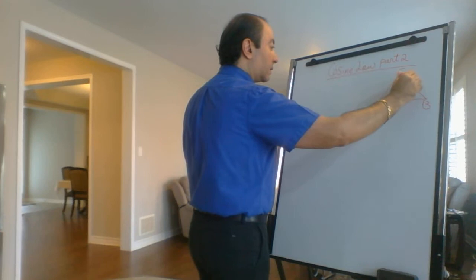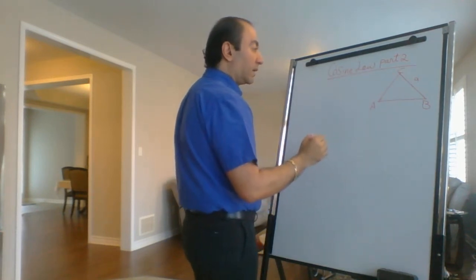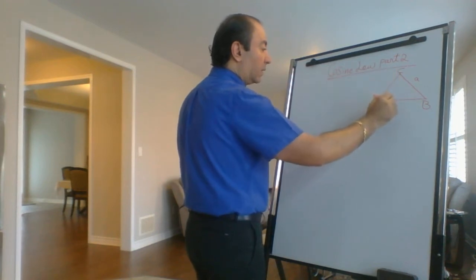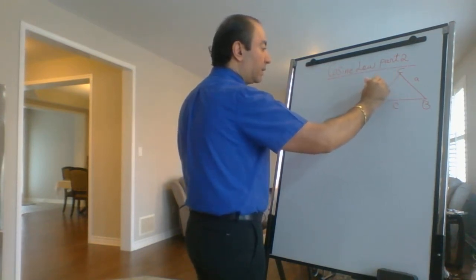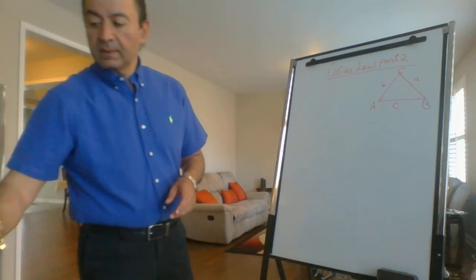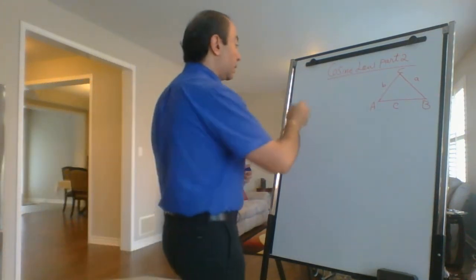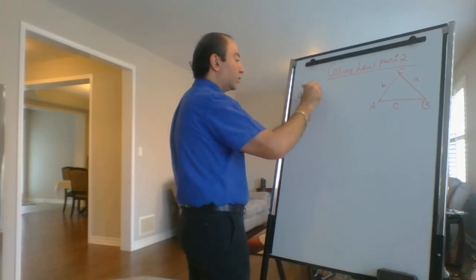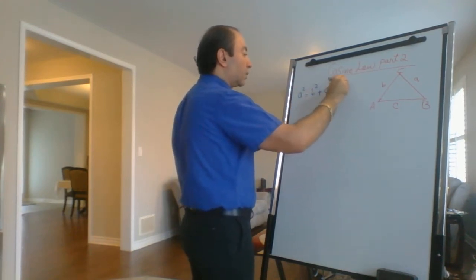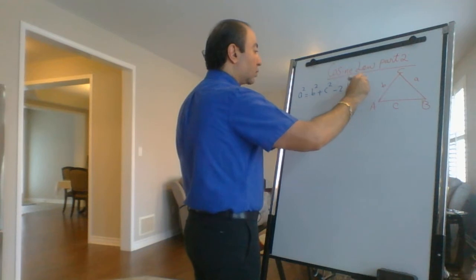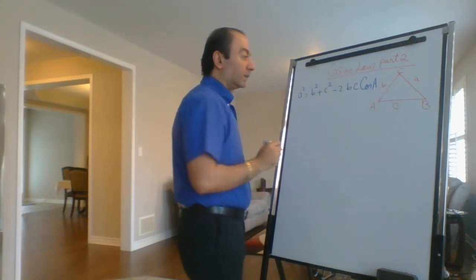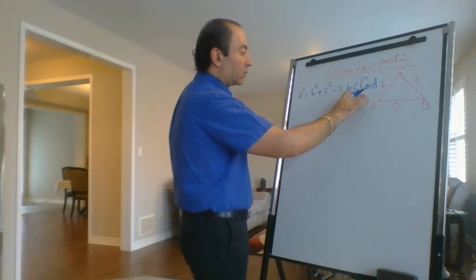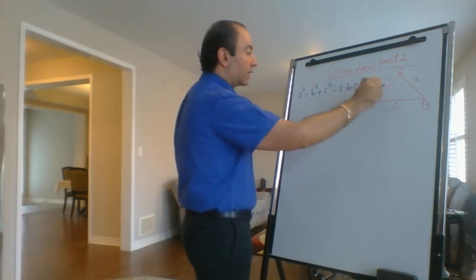we said that opposite to angle A is the length of side small a, and we have C here, B here, and we said that a squared equals the two other sides squared added together minus 2 times the other two sides times cosine of the angle opposite to A. Today we are going to find A if we know the three sides.